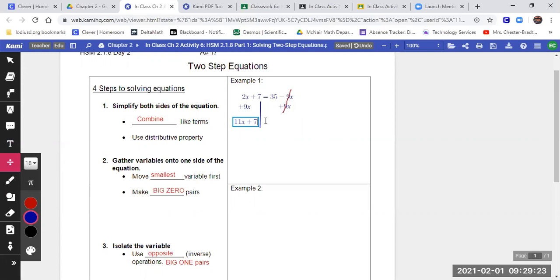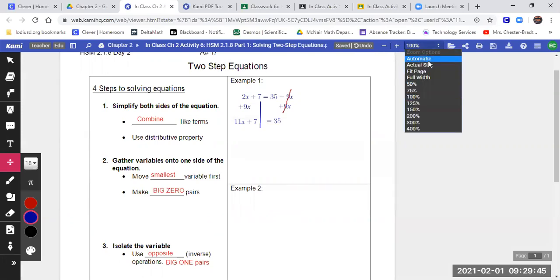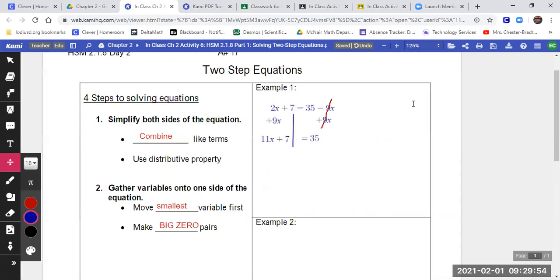So I say again, what's left on the left-hand side after we do the big 0 to the 9x part? What's still there? So it equals 35. Let me make it a little bigger so that it shows better. Okay, so we understand this step. That was what we did last time. We added to both sides or subtracted from both sides, right?